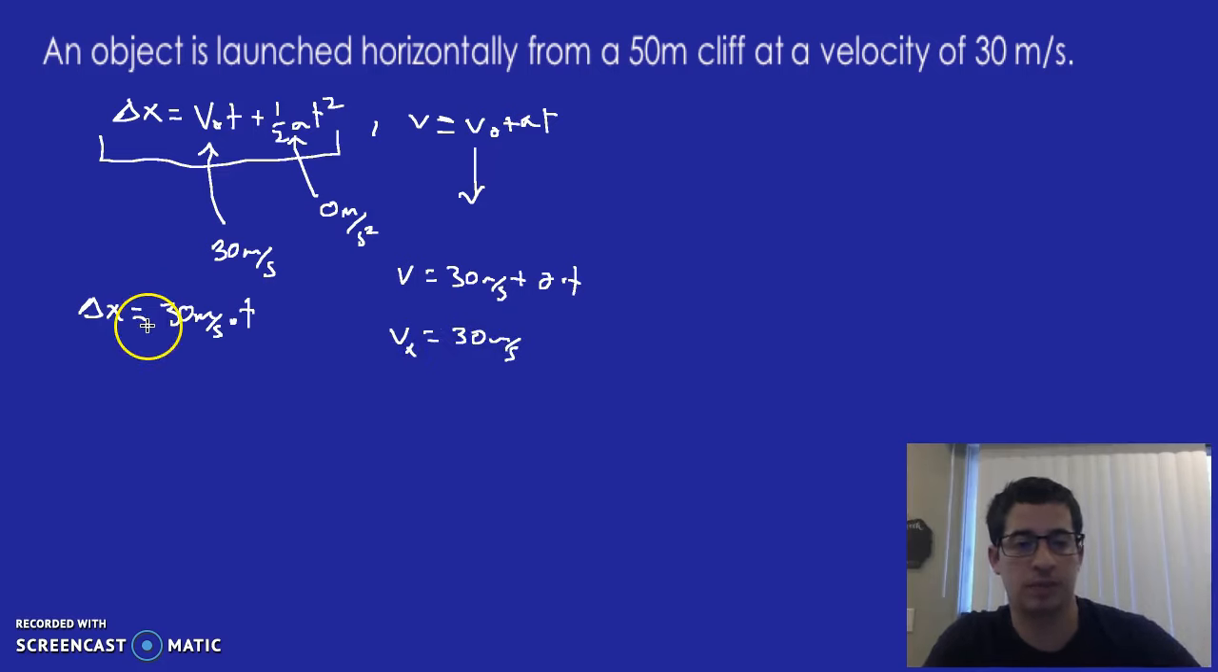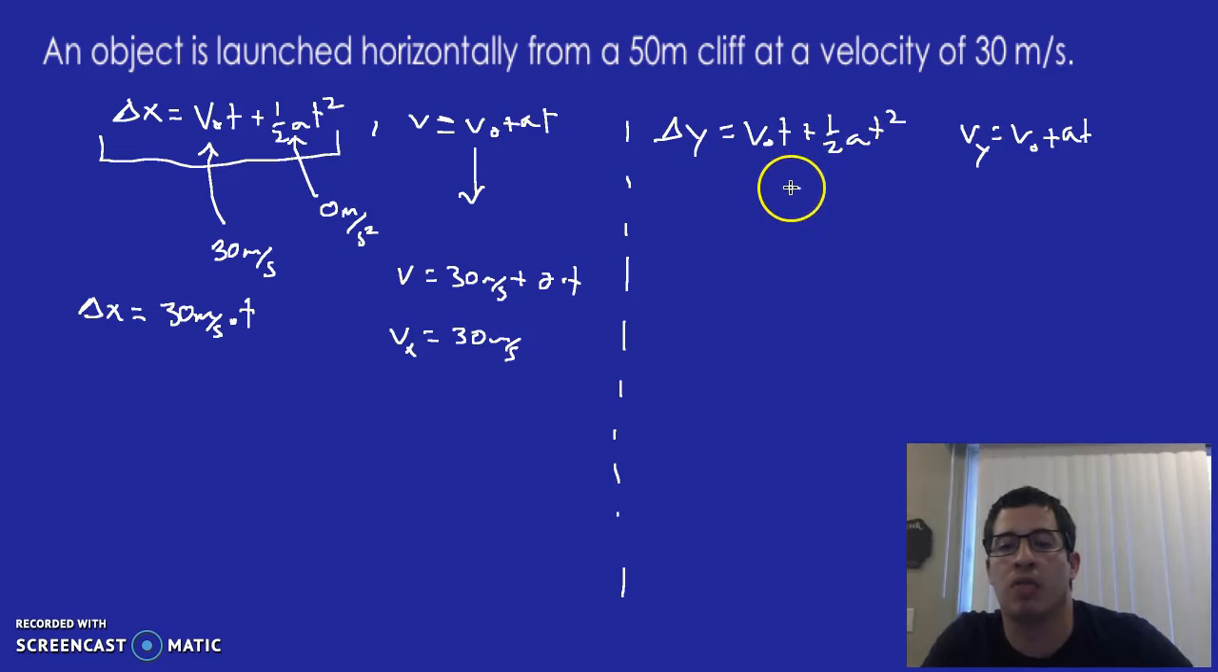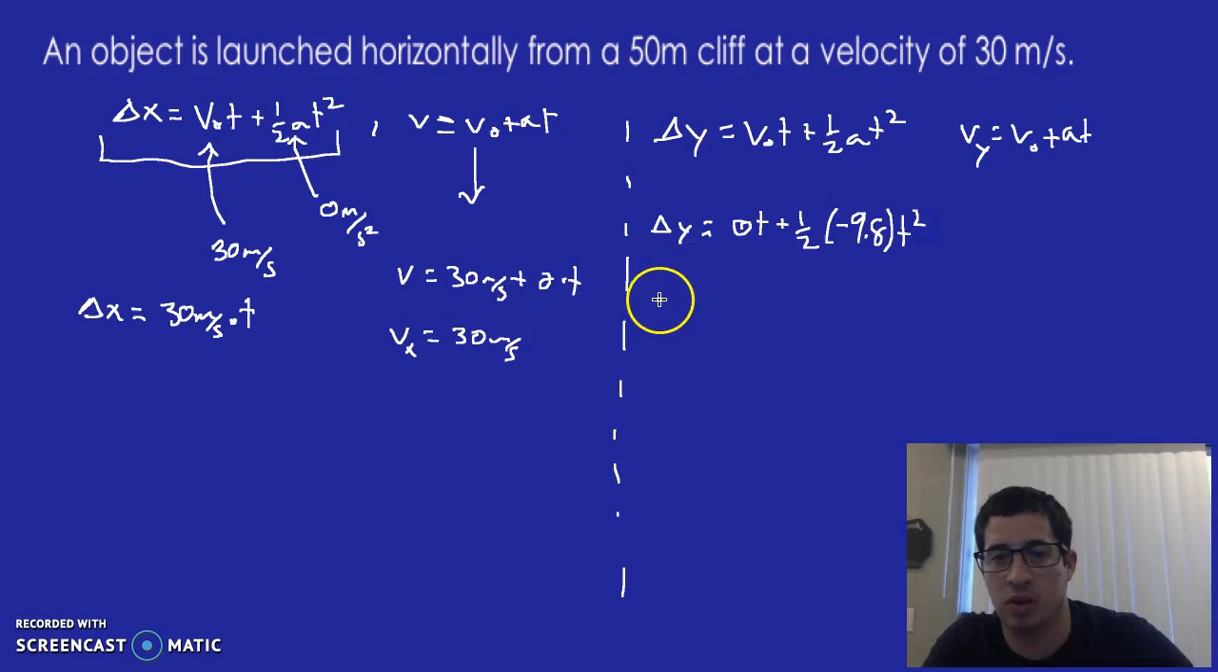And then over here for y, we're going to do the same thing. This time, I'm going to let you do the equation first. So delta y equals v naught t plus 1/2 at squared. What's going to be our equation, or our function, for y? Well, initial velocity is 0, 1/2, and this is negative 9.8 times t squared. So we get delta y equals negative 4.9 t squared.